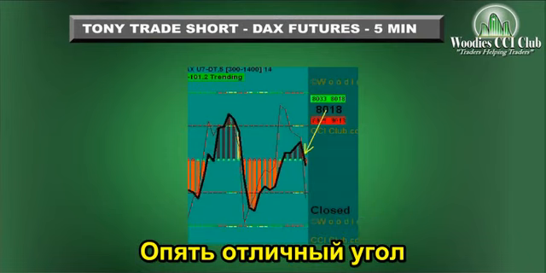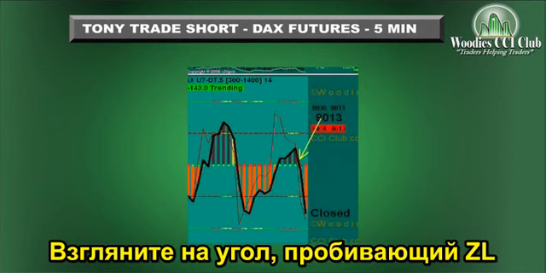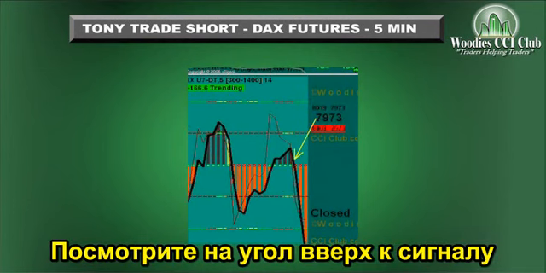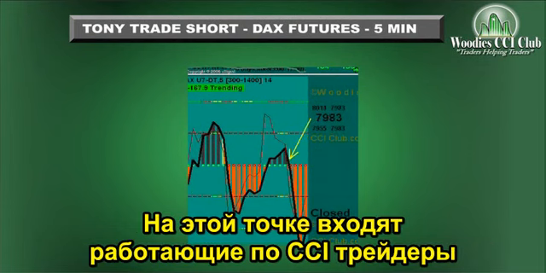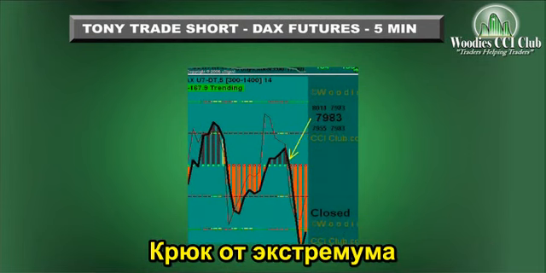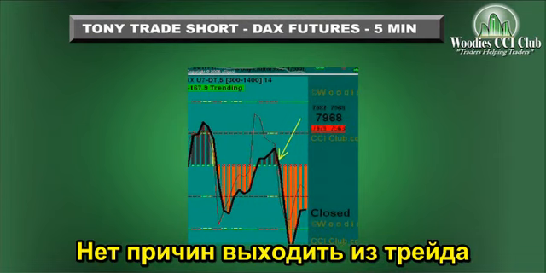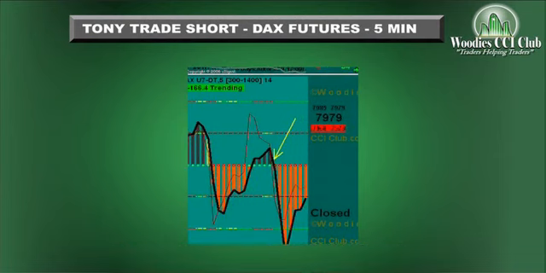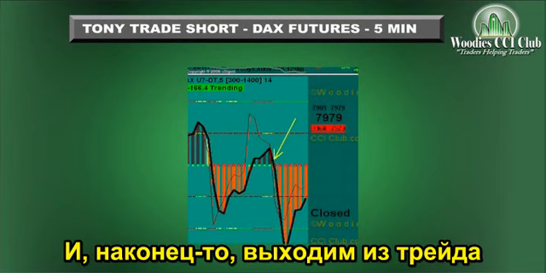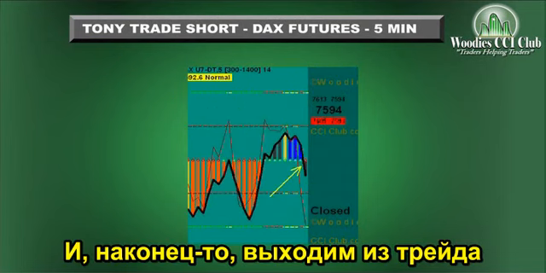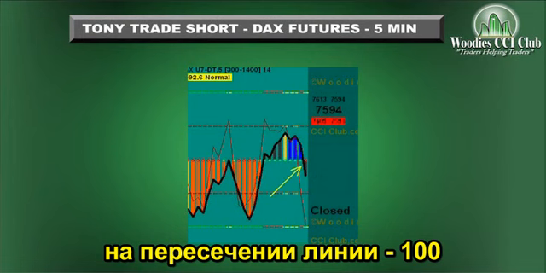Again, nice angle. Look at the angle breaking the 0 line. Look at the angle after the trigger. CCI traders getting in worldwide. Hook from extreme. No reason to get out of the trade. And finally get out of the trade at crossing the minus 100.